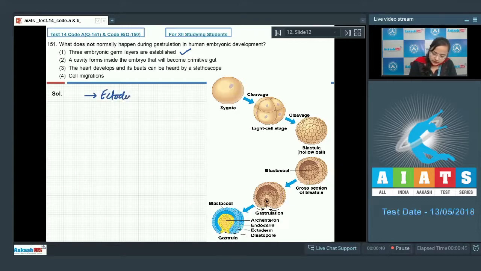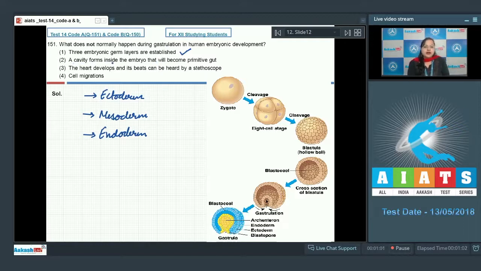ectoderm, mesoderm and endoderm, are formed. So the first statement is correct, that 3 embryonic germ layers are established.